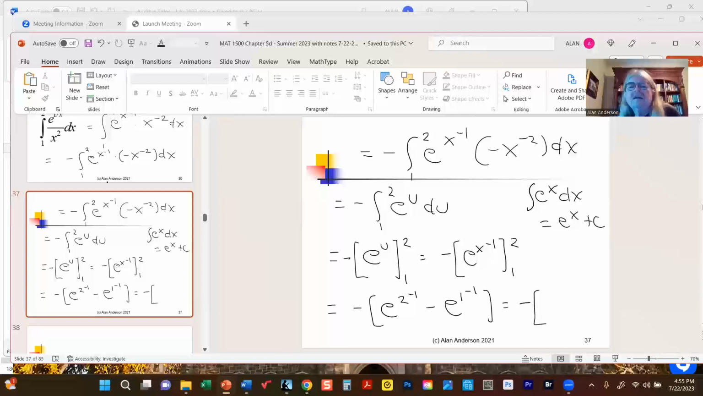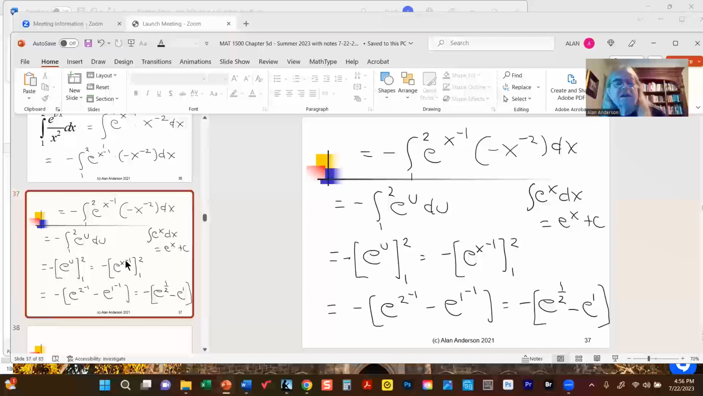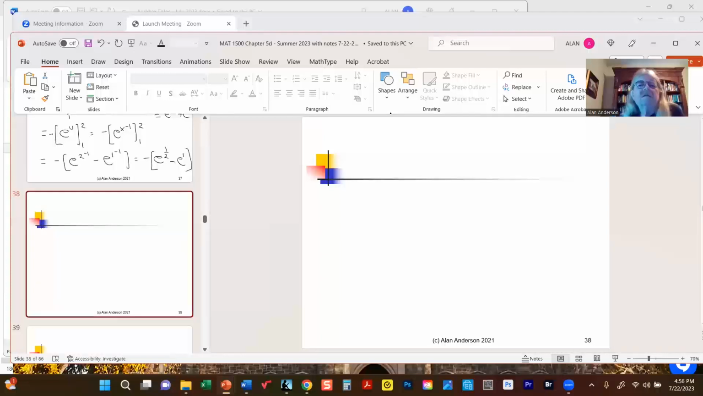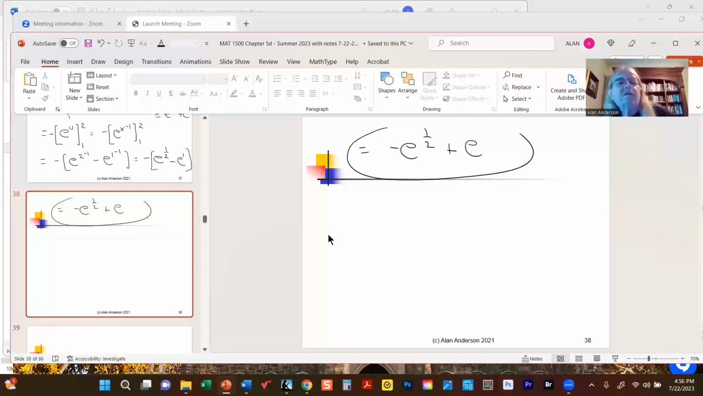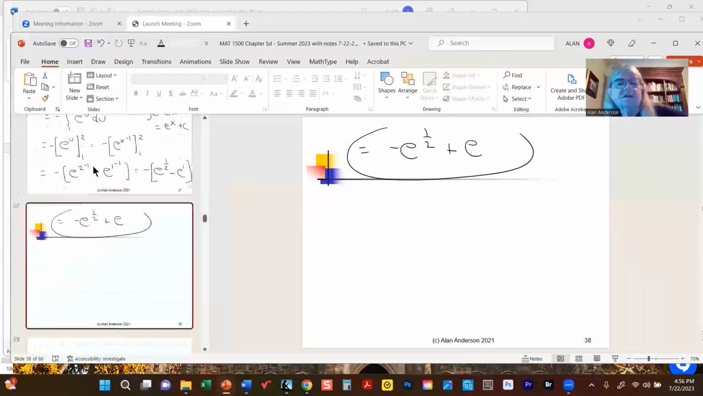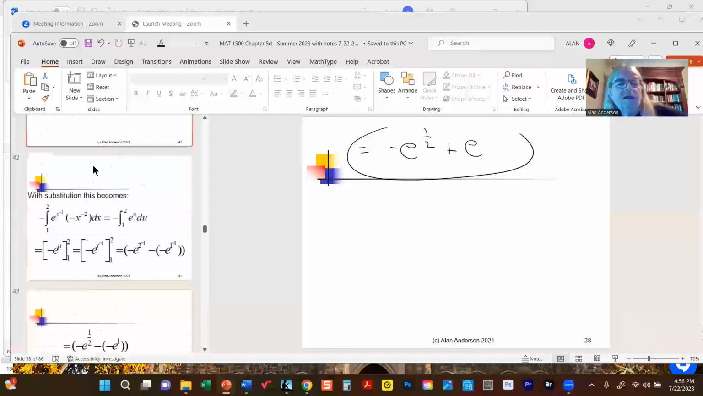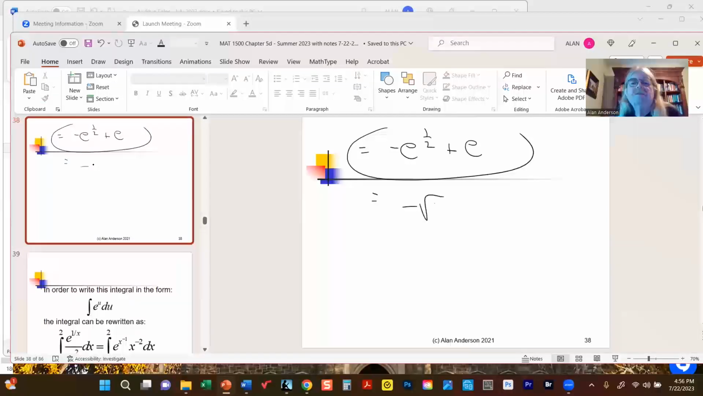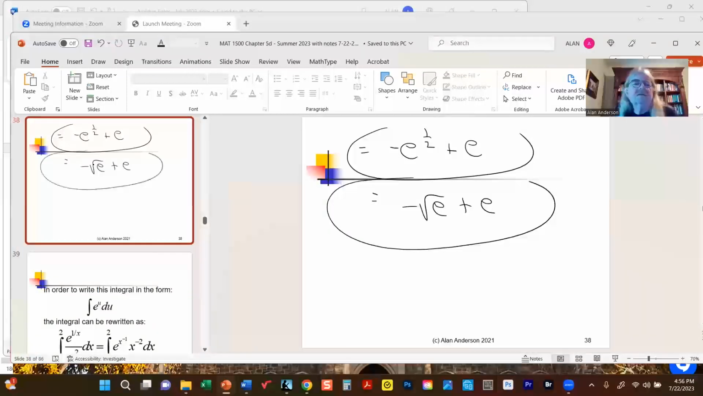So e to the 2 to the minus 1 power is the same thing as e to the 1/2 power. And then here, this is just e to the 1. And we could just basically leave it like that, or we could simplify it a little. And we'll be left with minus e to the 1/2 plus e. And again, we don't need the constant because this is a definite integral. And of course, if you want, you could rewrite this as minus radical e plus e. It's the same thing, of course.